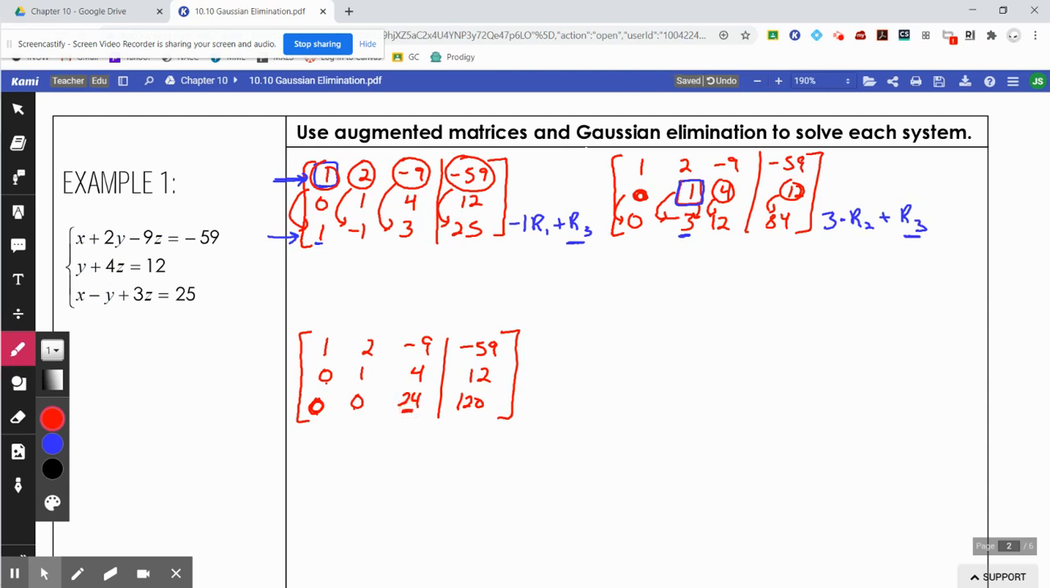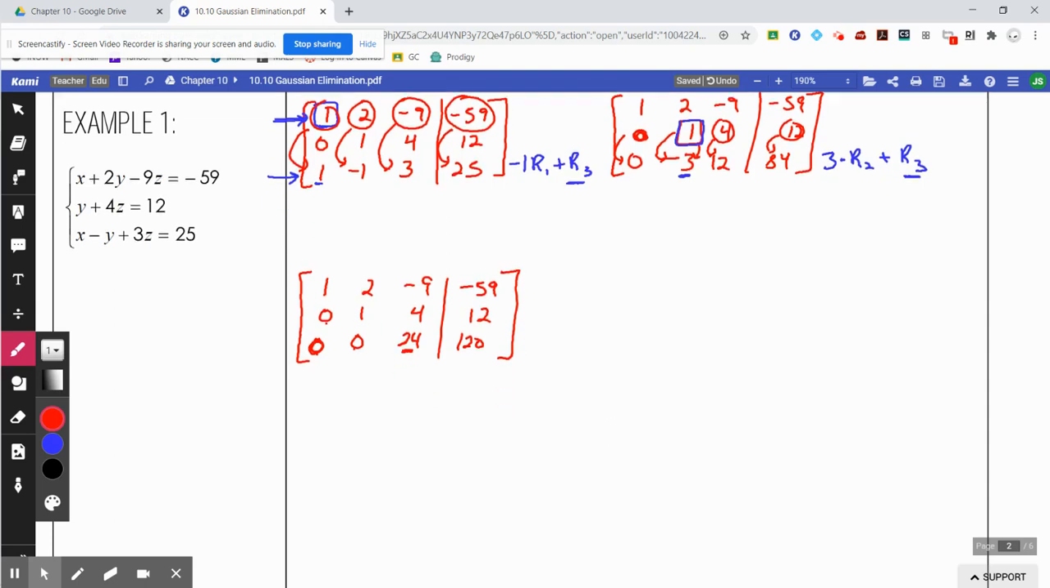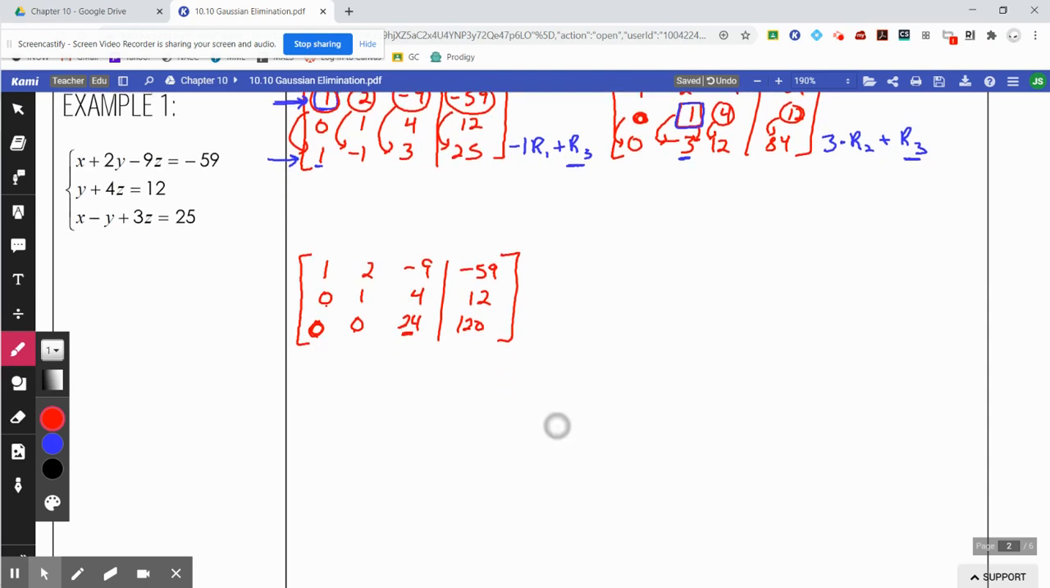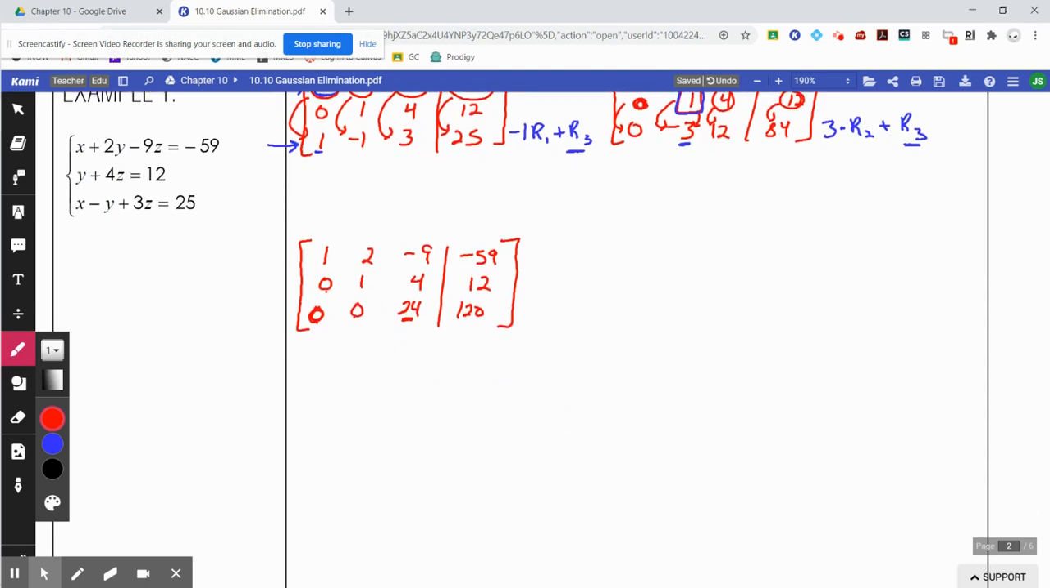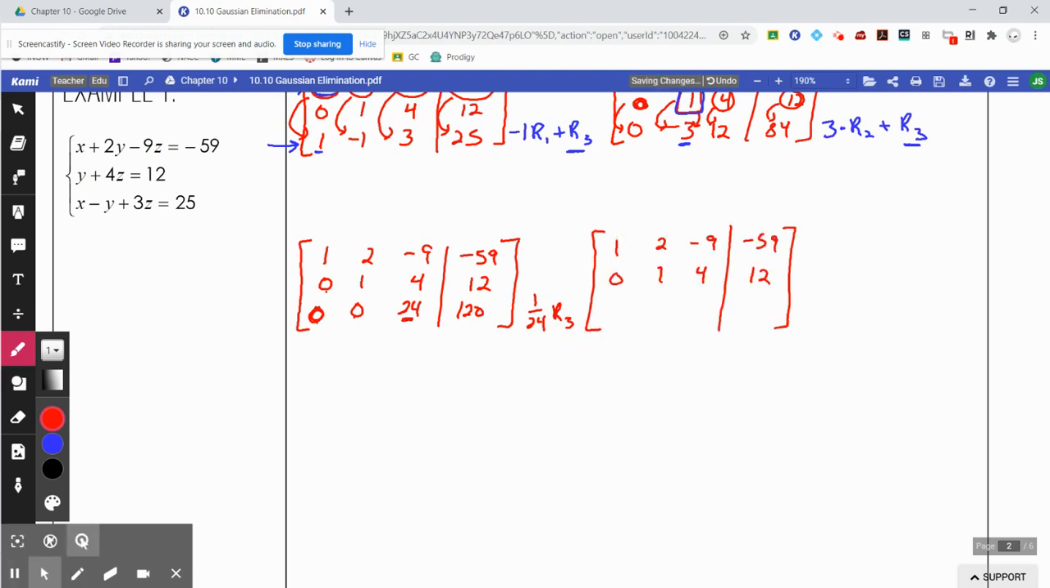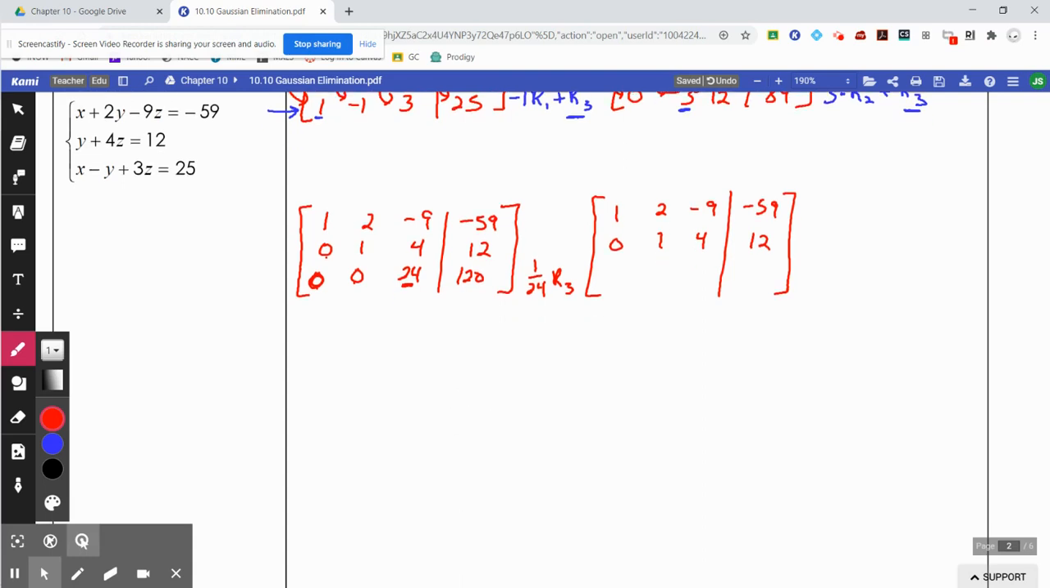So one of my other rules is I can multiply anything I want times a row to change it. So in order to make this a 1, I'm going to do 1/24 times row 3. And that's going to change that into a 1. So my row 1 and 2 does not change. The only thing that's going to change is this third row. This 0 does not change when you multiply. This 0 does not change. That'd be problems if it did. 1/24 times 24 is 1, and 1/24 times 120 is 5.